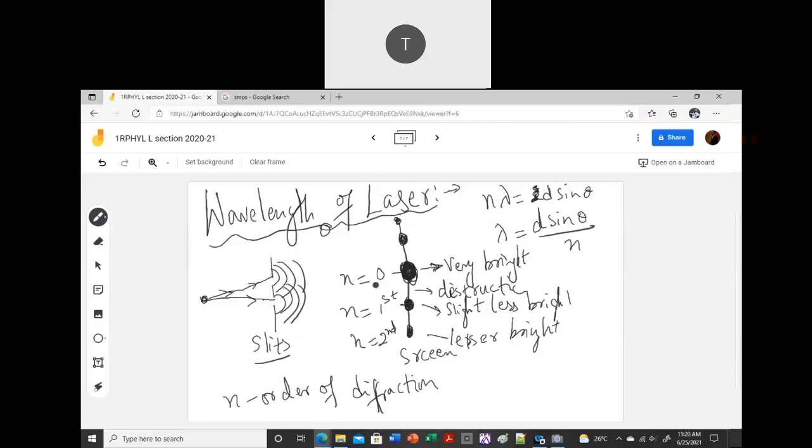So now what is theta? Theta is the angle made by the zeroth order with the first order or with the second order. The zeroth order is going to act like a reference point. So the angle between these two will be theta 1, and then n equals 1.